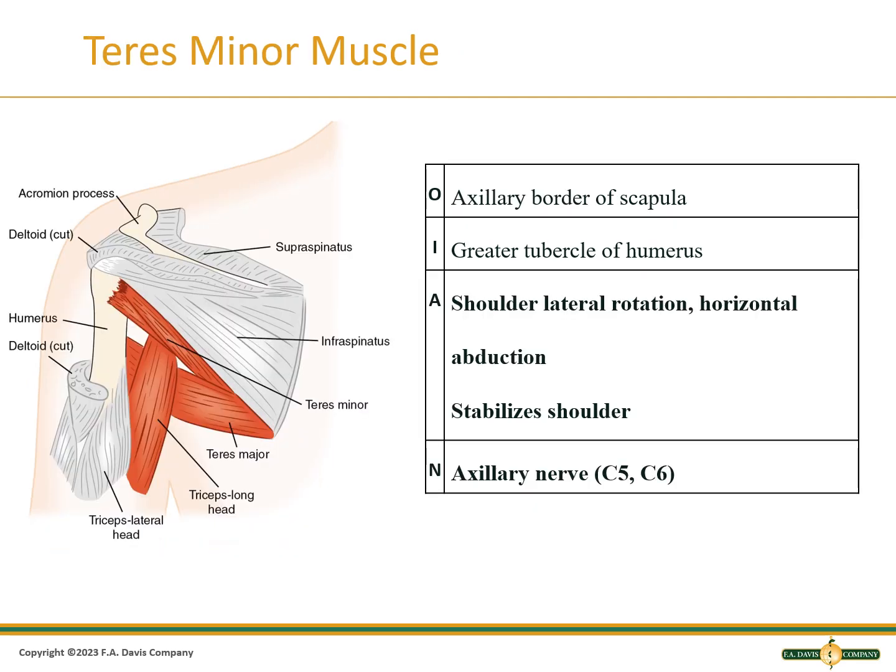Teres minor is another one of our rotator cuff muscles. It sits just below infraspinatus but above teres major. Its origin is on the axillary border of the scapula to insert on the greater tubercle of the humerus. It causes shoulder external rotation and horizontal abduction. And again, it's a rotator cuff muscle, so it has an important job in stabilizing the shoulder. Teres minor is innervated by the axillary nerve.